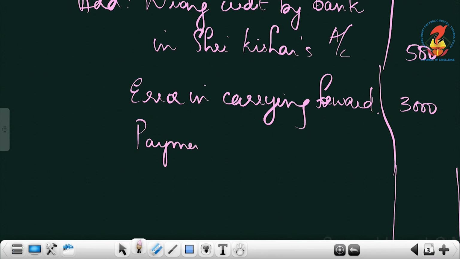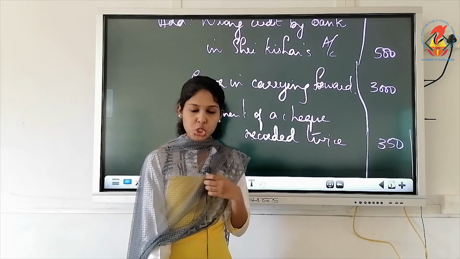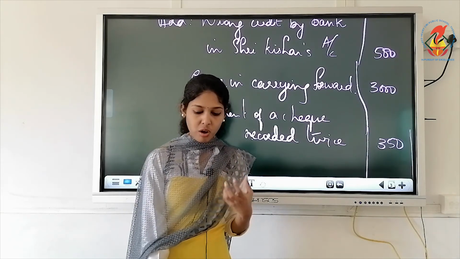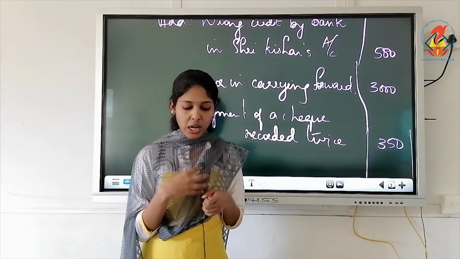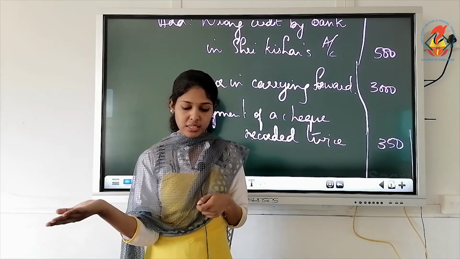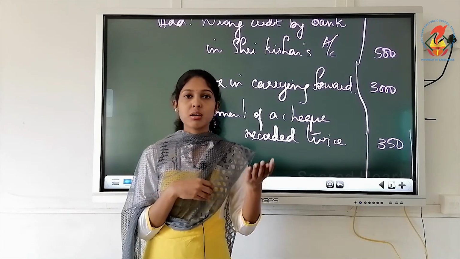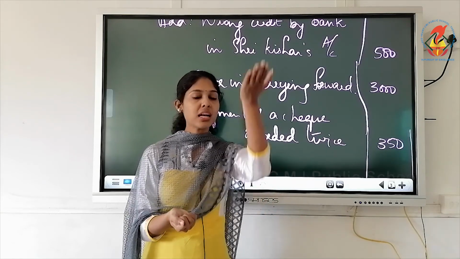Payment of a check recorded twice. 350 is the amount. Then the next one, passbook showed a credit for a check of 1000 deposited by Sri Kishan. Okay, Kishan means it is not our customer, it is another customer of the bank, and he has deposited a check into the bank account and the bank added it into our account. I mean to the firm's account the bank added that 1000.